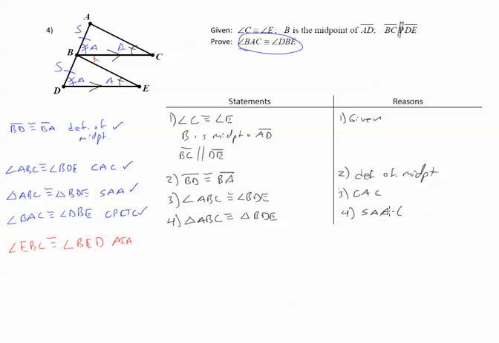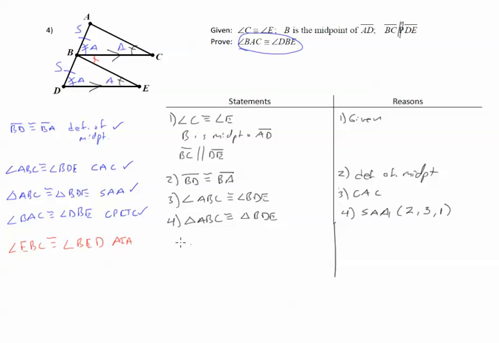Where did that information come from? Well, the side comes from step 2. We said that these two sides or segments are congruent to each other. One angle will come from step 3, those corresponding angles, angle ABC and angle BDE. And the other angle comes from our given in step 1, angle C and angle E.